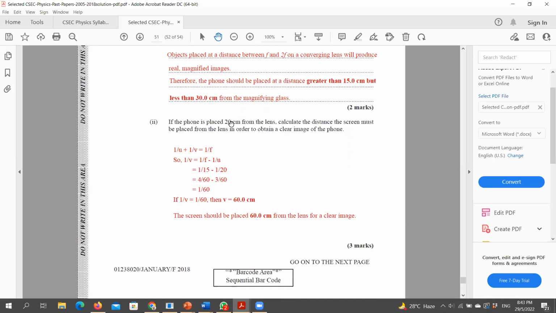Second part of the question says, if the phone is placed 20 centimeters from the lens, calculate the distance the screen must be placed from the lens in order to obtain a clear image. Apply the lens formula again. 1 over u plus 1 over v is equal to 1 over f. And what we want to find is the distance from the screen. So we want to find the image distance, which is v. So 1 over v, based on the equation, is going to be equal to 1 over 60. So that means v must be equal to 60 centimeters. So the screen should be placed 60 centimeters from the magnifying glass.